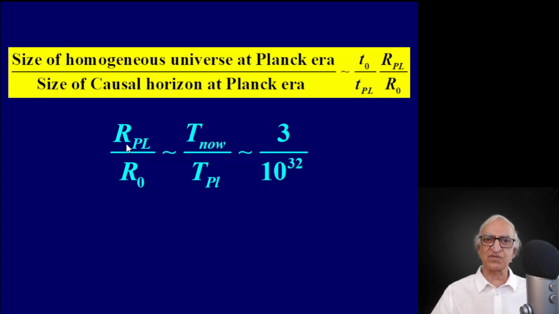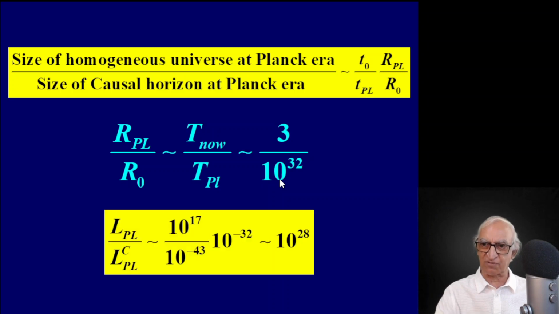Therefore, the ratio of the scale factor at Planck time divided by the present scale factor is of the order of the temperature now, which is 3 degrees, divided by the temperature at the Planck era, which according to general relativity is 10 to the power 32 Kelvin. I told you how Friedman's equation predicts how temperature and time are related. Temperature is 1 over square root of t. And we knew what the proportionality constant was. Therefore, the temperature of the universe at Planck time was 10 to the power 32 Kelvin.